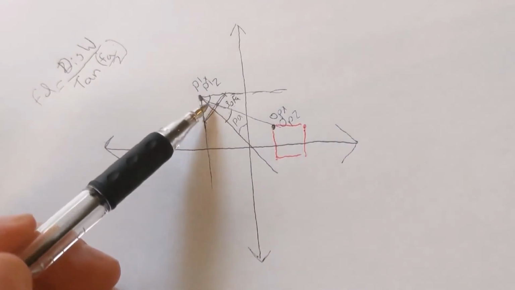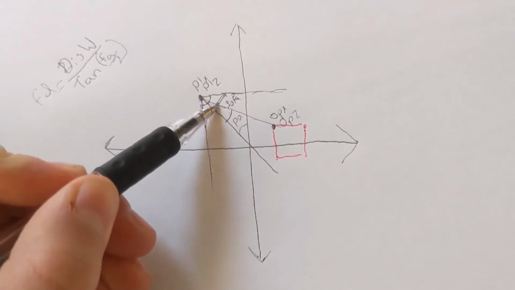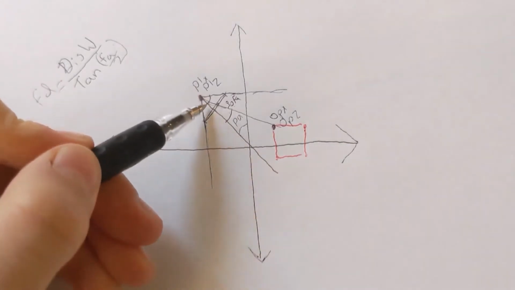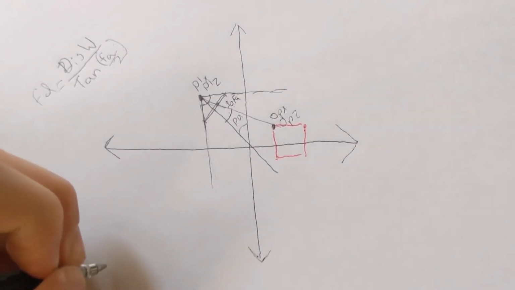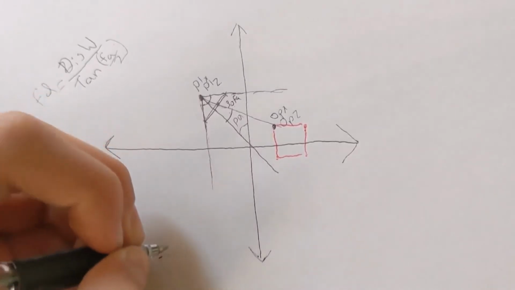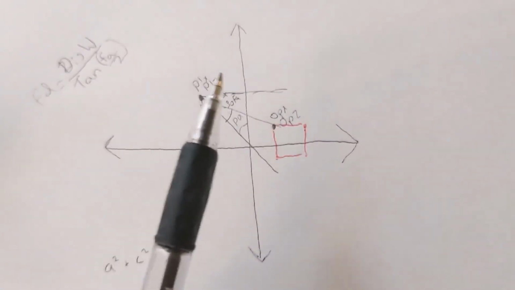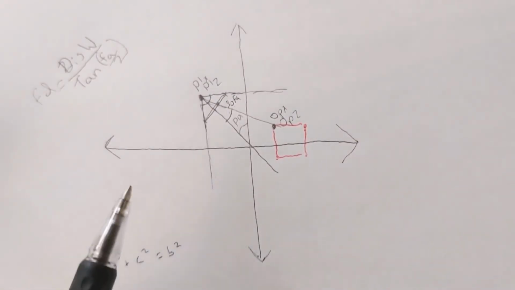And since we also know that this is a right angle, we can say that this side squared plus this side squared equals this side squared. Since this side is labeled C, this is A, and this is B, that means that A squared plus C squared equals B squared. So now that we have two distinct equations, we can find a simplified version of both of these.